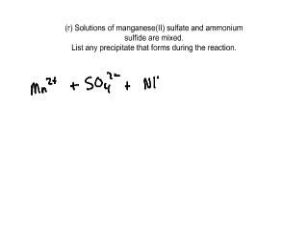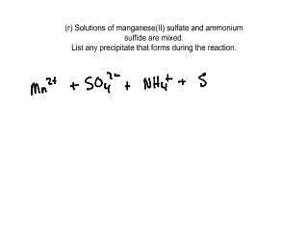Letter R, solution of manganese sulfate. Now, since it says it's solution, the Mn2+ and the sulfate are apart. And that's not one of the sulfates that's insoluble. Plus ammonium. Ammonium, of course, is NH4. All ammonium things are soluble.